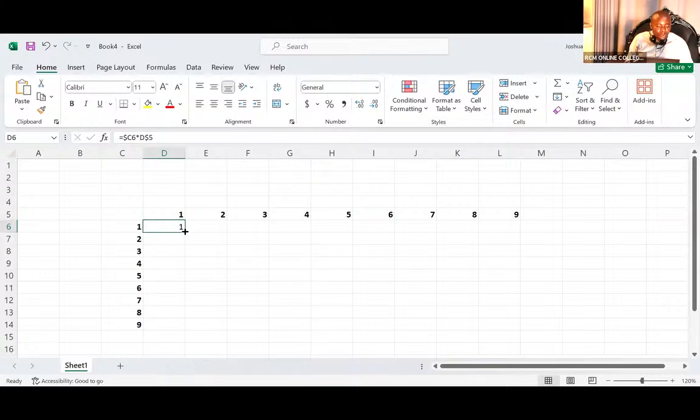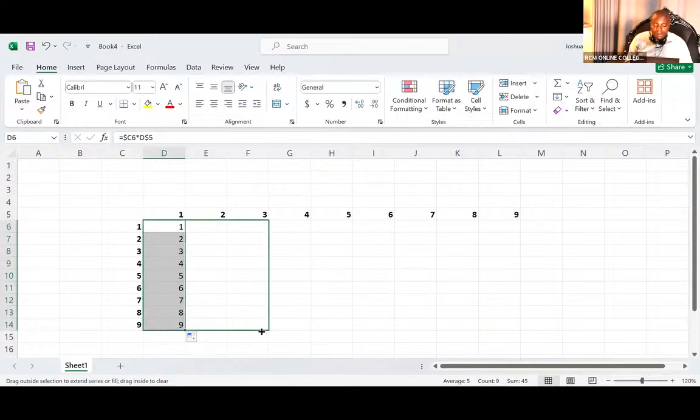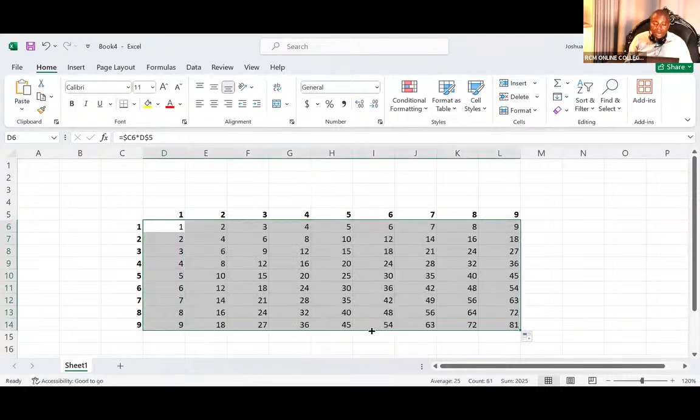Now, if you've been able to do this very well, you should be able to come and take this down. Now you can see it's behaving: 1 times 1, 1 times 2, 1 times 9. And then you come and take this, ladies and gentlemen, by its tail. You hold this rabbit by its tail and pull it like this until you have 9 times 9, which will give you 81 here.